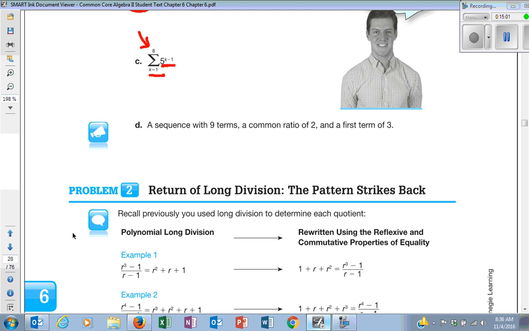My first term says I take K and I plug in what? 1. 1 minus 1 is 0. What is 5 to the 0 power? Anything to the 0 power is 1. It's an algebra rule.